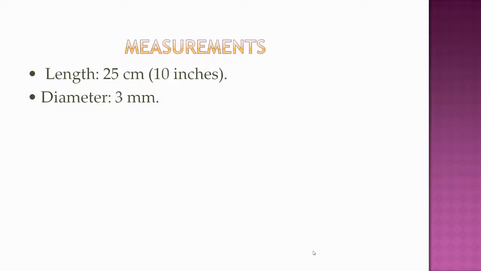Now for the measurement of the ureter, we will see that it is 25 centimeter in length, or 10 inches if you go for inches, and the diameter of the tube will be 3 millimeter.